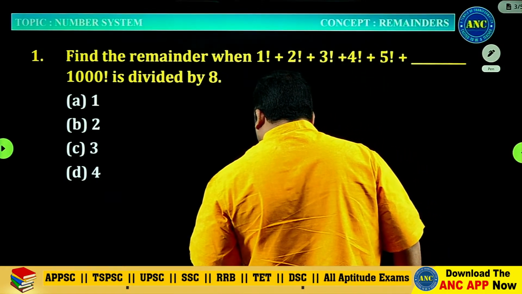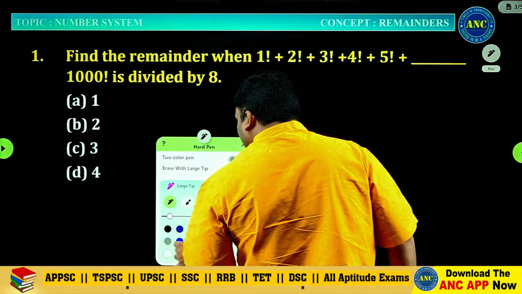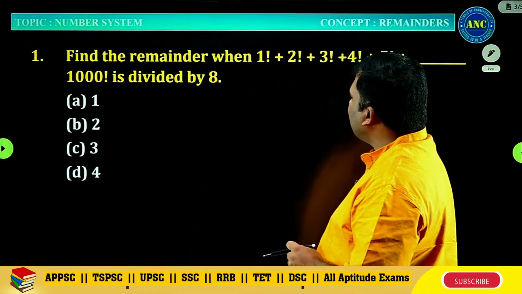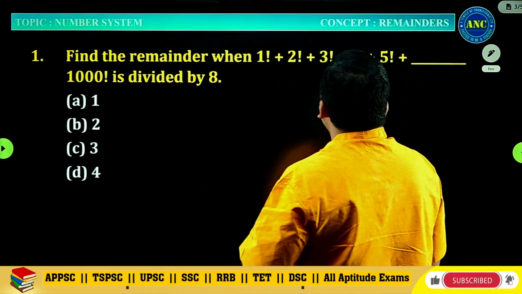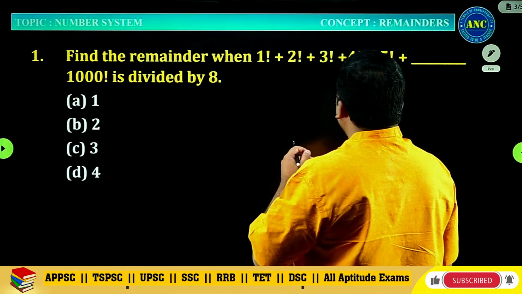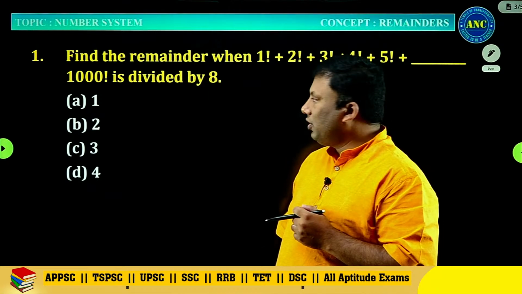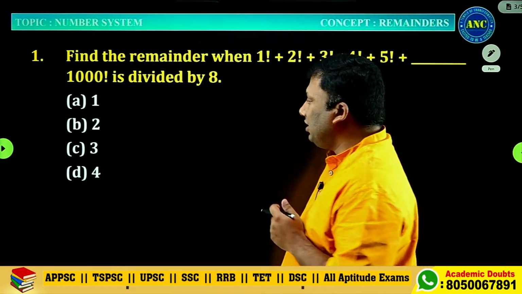Now see, listen carefully, sir. What is the question? Find the remainder when 1 factorial plus 2 factorial plus 3 factorial and so on up to 1000 factorial is divided by 8.